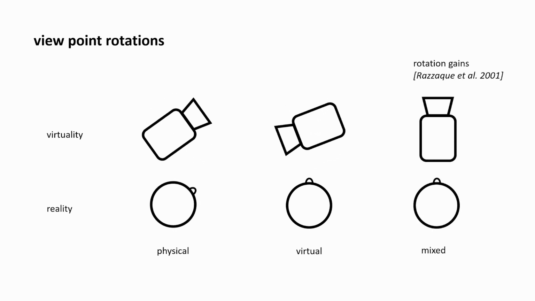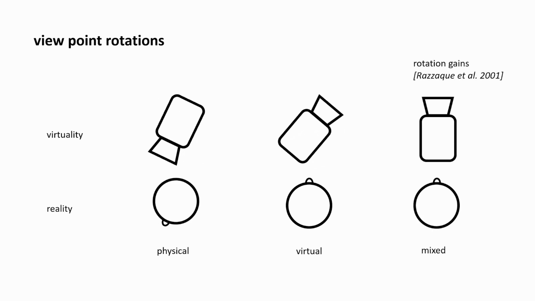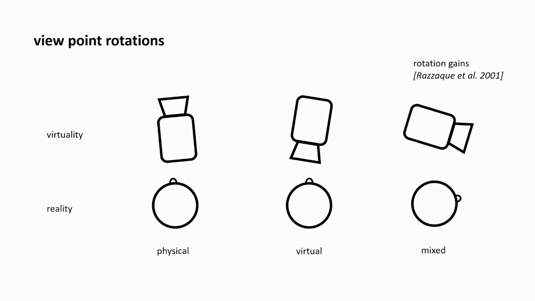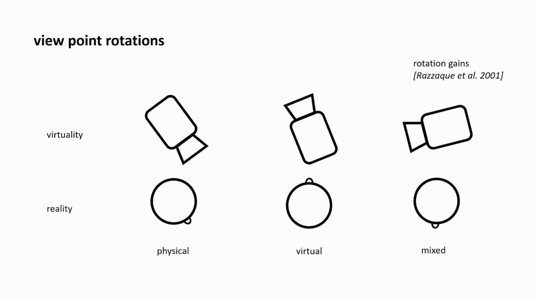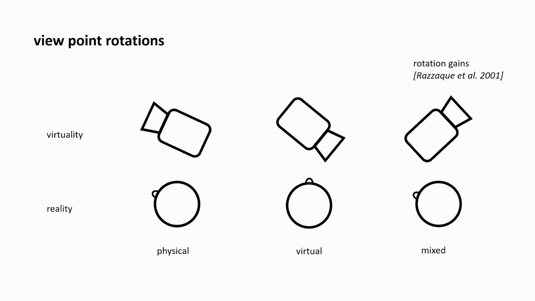Rotations in VR can also follow a mixed model. An example are rotation gains, where the virtual camera, for instance, rotates faster than our physical body.